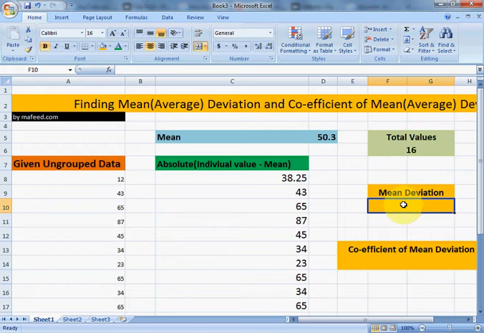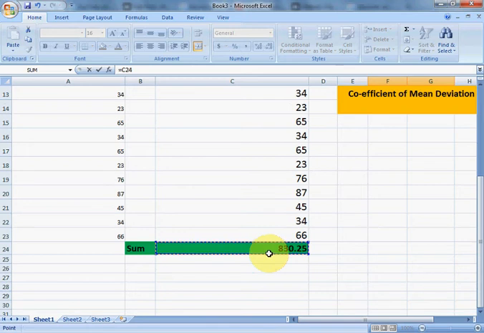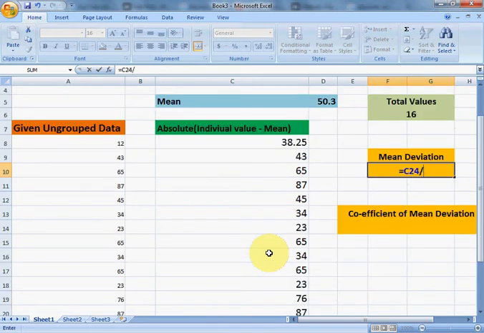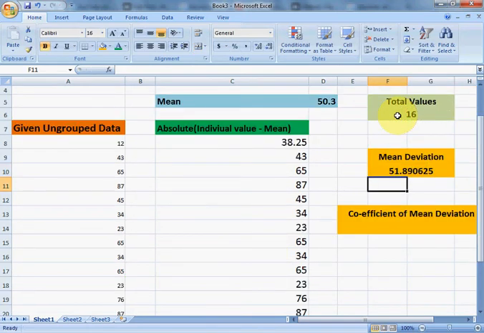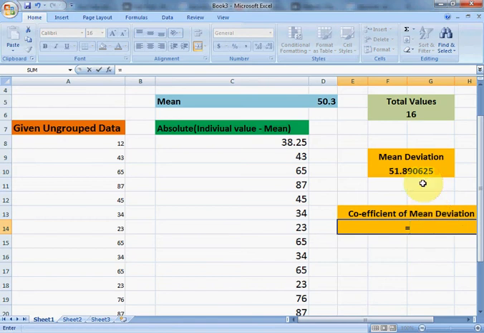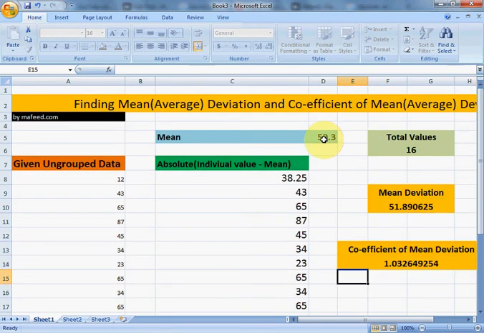Now mean deviation is very easy. Just the total sum of all the differences divided by the total number of values, and we have found the mean deviation. Now we need to find the coefficient of mean deviation. It is also very easy. Just mean deviation divided by mean itself, and we have found the coefficient of mean deviation.